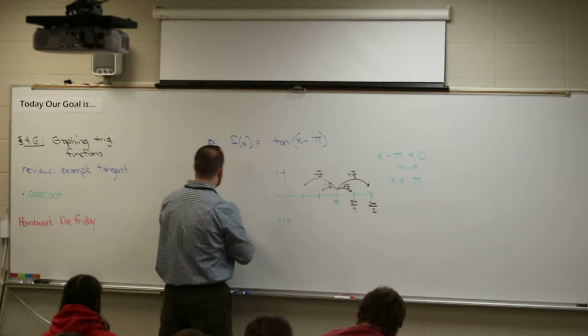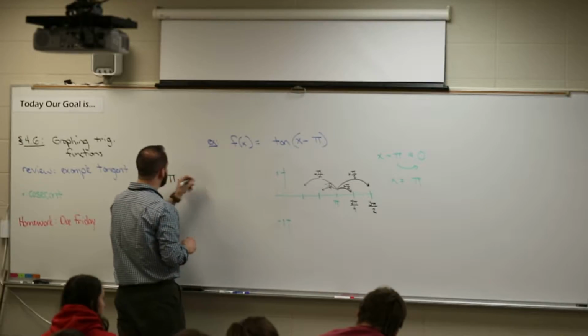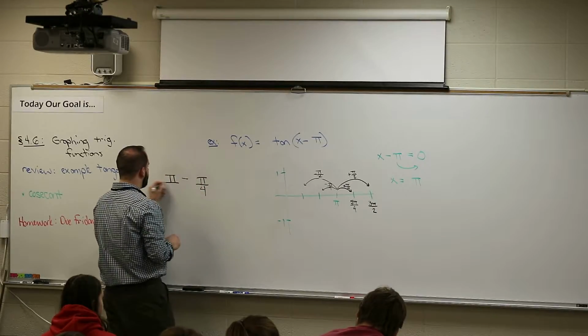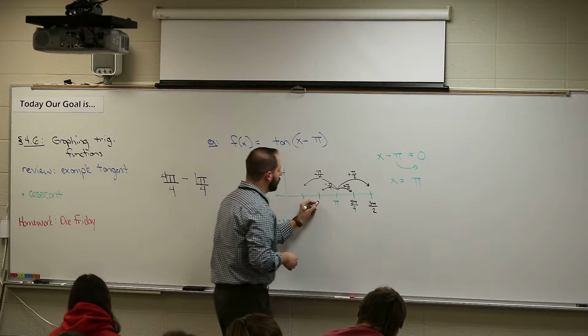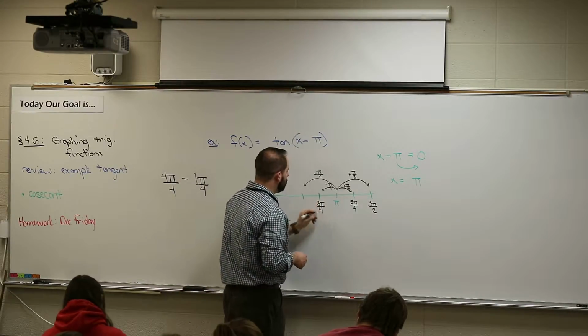All right, now going the other direction. We're taking the pi, and now we're subtracting the pi over 4. So we have to get common denominators. So what do you get? 3 pi over 4. Yeah, you get 3 pi over 4. That's this marker. 3 pi over 4.